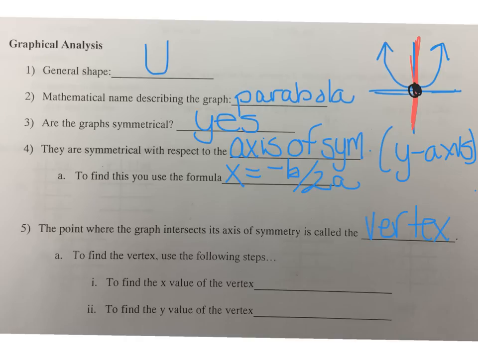To find the vertex, use the following steps. First, find the x value of the vertex. To find the x value, we just use the formula we just talked about. So we're going to do x equals the opposite of b over 2a again. And then to find the y value of the vertex, you're going to plug in x. I'm going to draw a little arrow right here because it's the x that you found in the step right above.